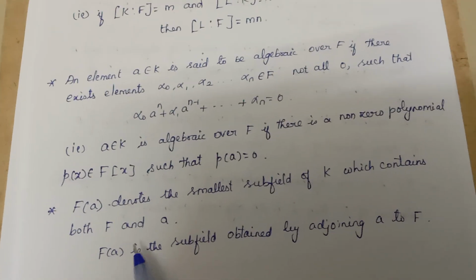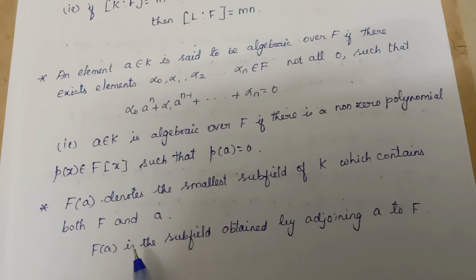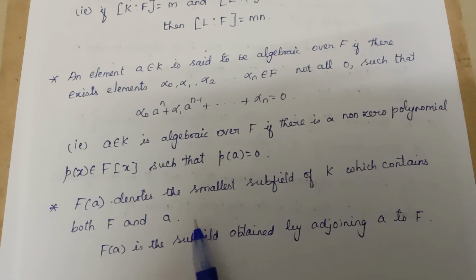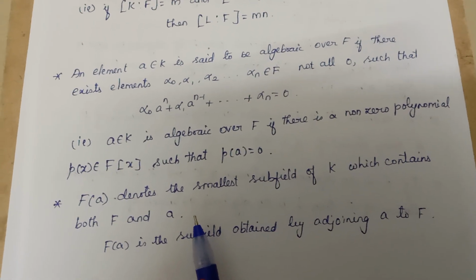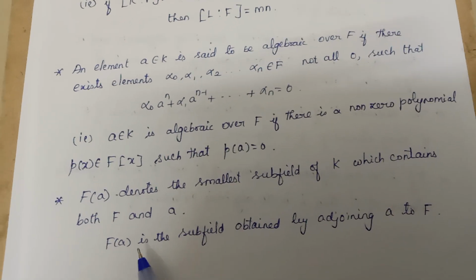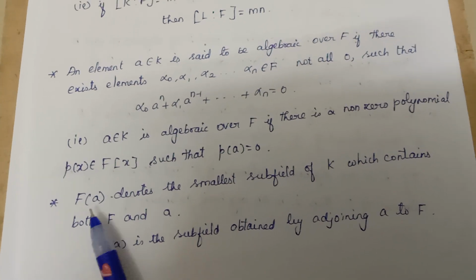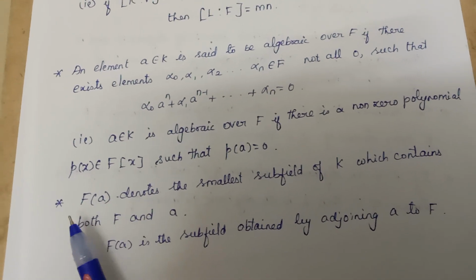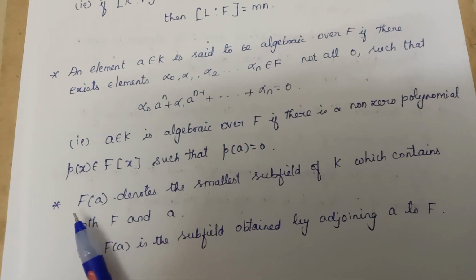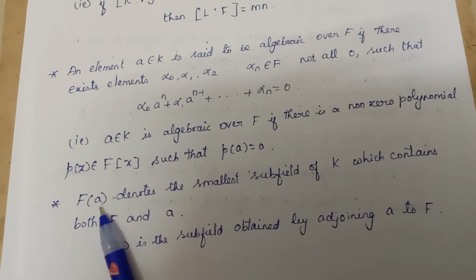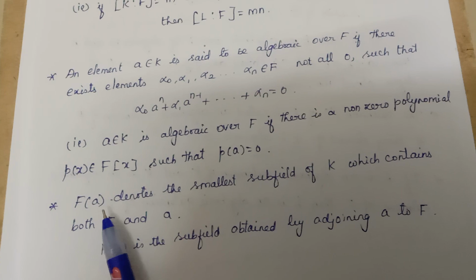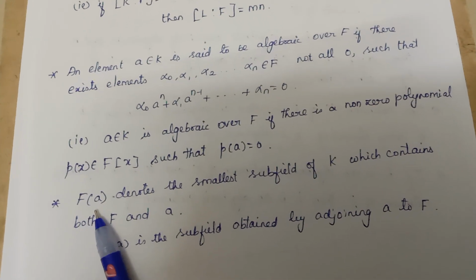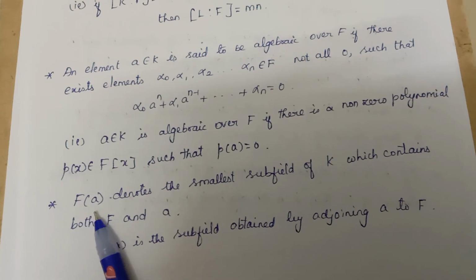This is nothing but, say, already I told you F is the field and K is the larger field containing F. In between F and K, there may be many fields also, isn't it? Among this, if you adjoin a single element A from K to F, you cannot add this A alone to F. If you add A, you have to include A square, A cube, all the powers, because then only this F of A will become the field again.